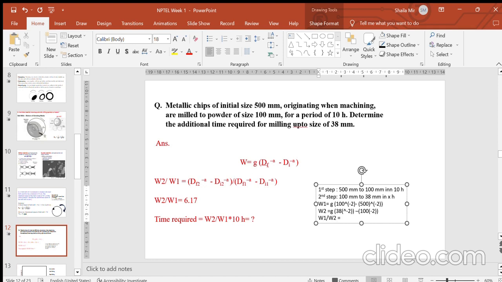So what will you try to do? You try to find W1 by W2. So that will be equal to, what will be the ratio between W1 to W2, if somebody can calculate? I think, can somebody tell me what is the ratio between W1 to W2? You just have to divide the two equations.